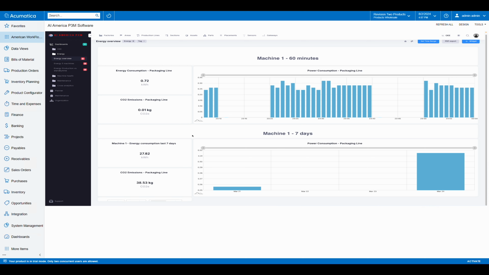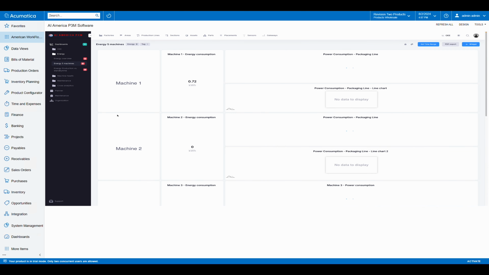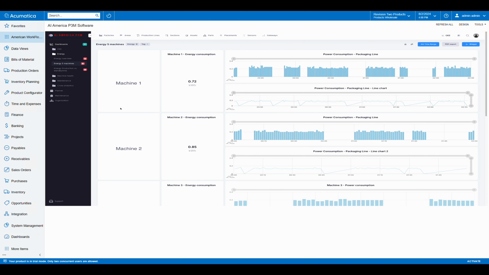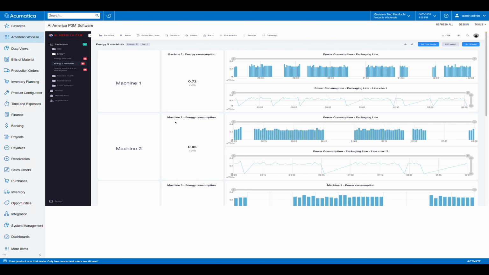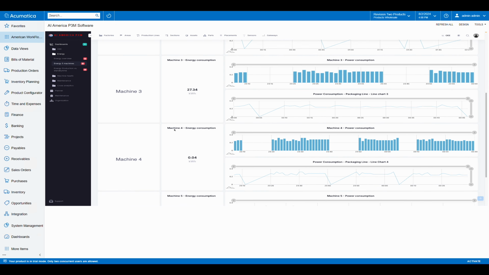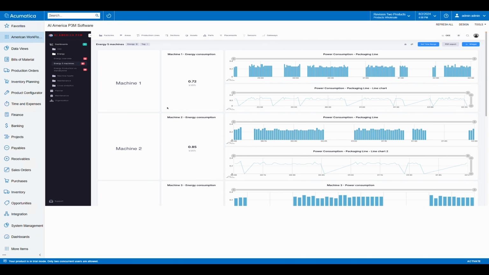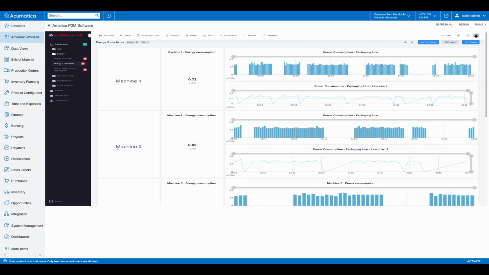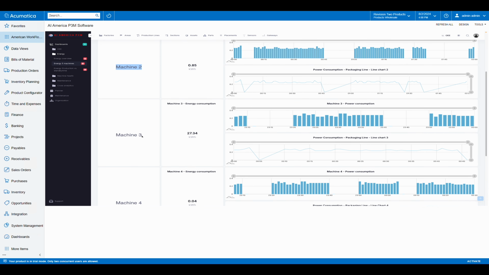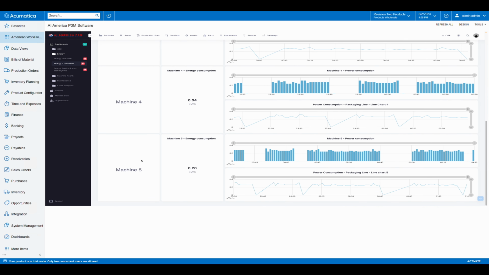Next, we're going to be talking about energy in 5 machines. This is the same concept, but instead of seeing just one machine, in here we see 5 machines at the same time. As you can see, Machine 1, and you can also see the energy consumption for that specific machine. And on the right, we have the graph, and below that, we can also see the line chart in packaging line as well for the power consumption. The same concept goes with every other machine, as you see here right now: Machine 2, Machine 3, Machine 4, and Machine 5.